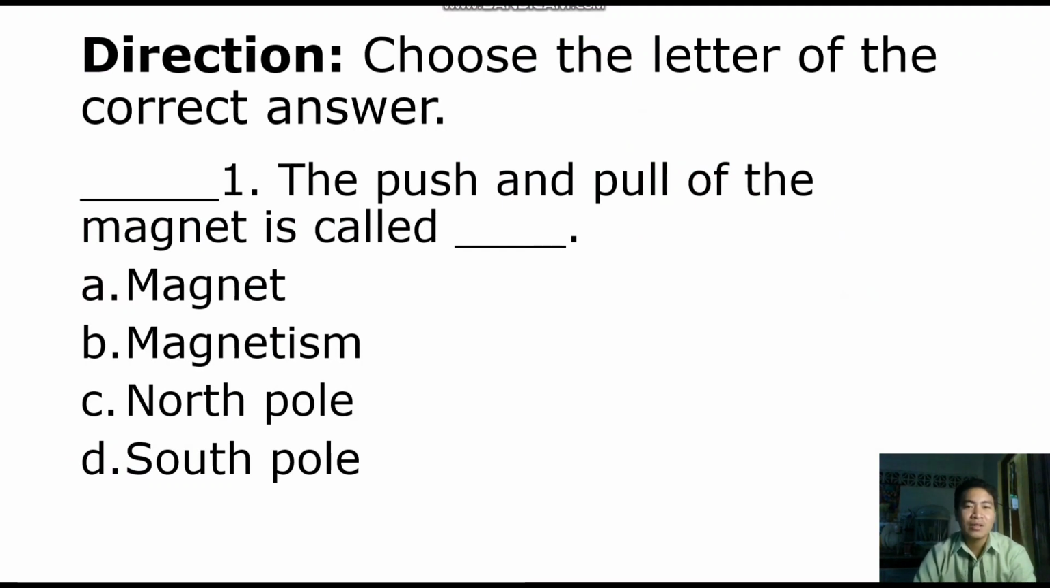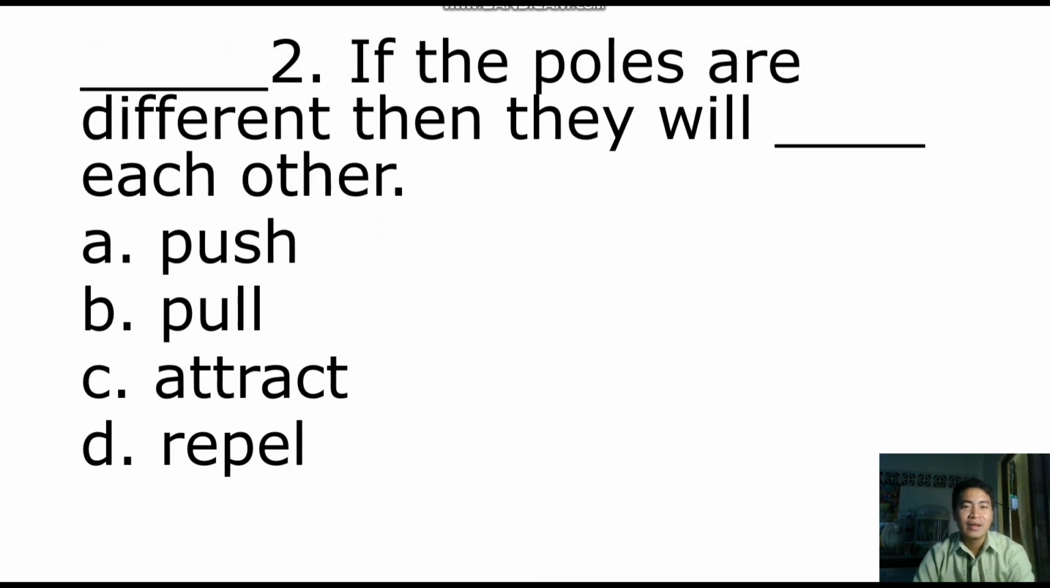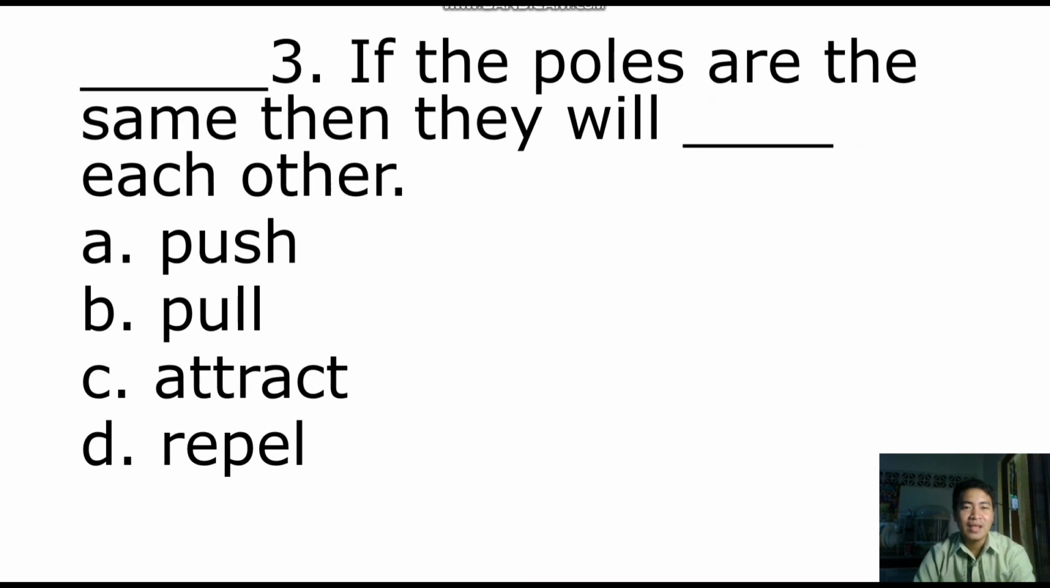So we have here a 1 to 5 short quiz. Direction: choose the letter of the correct answer. Number 1, the push and pull of the magnet is called blank. A, magnet, B, magnetism, C, north pole, D, south pole. Number 2, if the poles are different, then they will blank each other. A, push, B, pull, C, attract, D, repel. Number 3, if the poles are the same, then they will blank each other. A, push, B, pull, C, attract, D, repel.